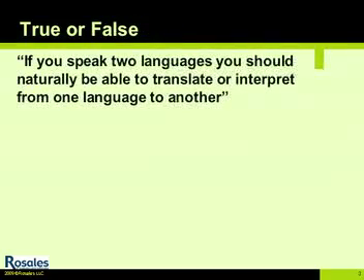Do you know if this statement is true or false? If you speak two languages, you should naturally be able to translate or interpret from one language to another.